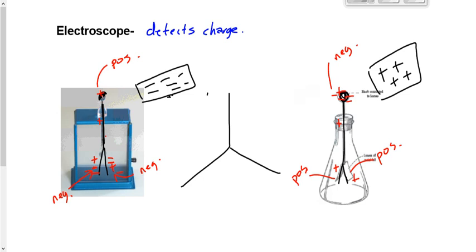So you can see here that we've detected charge. Whether we bring positive or negative nearby, you detect charge in this electroscope. But you can also see that we get the exact same effect in these leaves, whether it is positive or negative. It detects charge. It doesn't tell us how much charge or what type of charge we have, just that there's charge present.